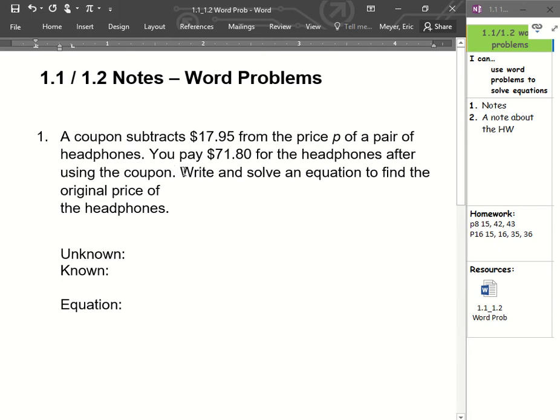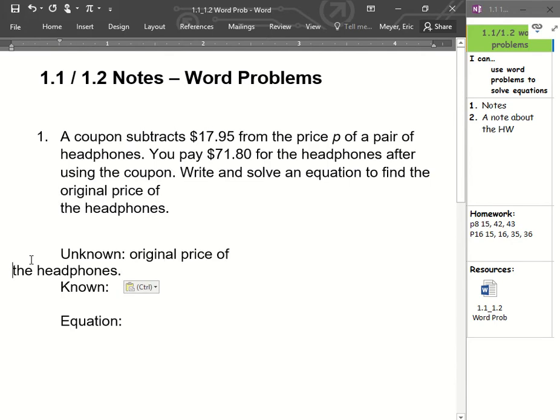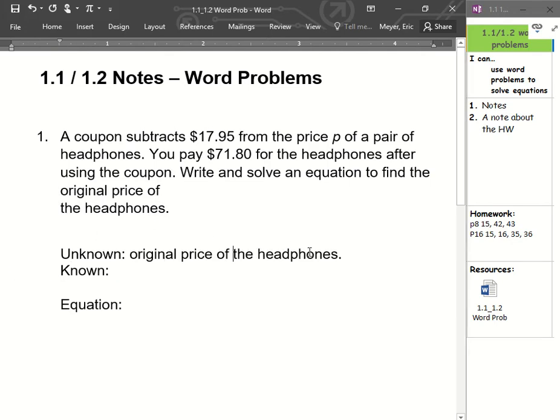So here if I read this sentence again, it says, write and solve an equation to find the original price of the headphones. So what is the unknown? That's the original price of the headphones. There's lots of other things that are unknown, but we're not being asked to find those. Like, I'm not going to put the color of the headphones, the size, the brand. Yeah, those are unknown, but they're outside the scope of what we need to know.